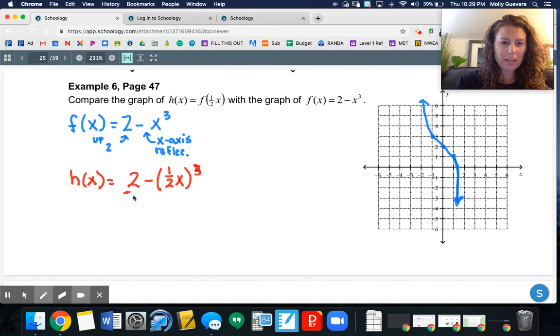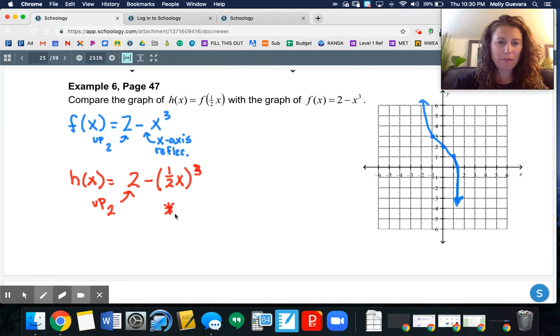So here, I know that this is up 2, so that makes me feel good, right? I know what that one is. Now, this one is a little bit tricky because do you see how the 1/2 is inside the function, right? It's not 1/2 out here and then x cubed. So this is going to be really important.